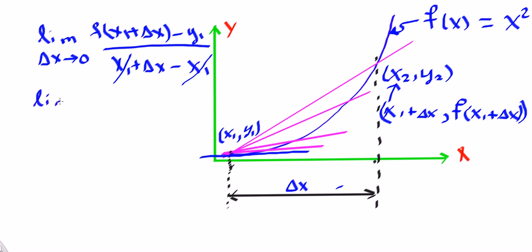is limit. I'm actually going to have to continue this in the next video. So limit delta x goes to 0.